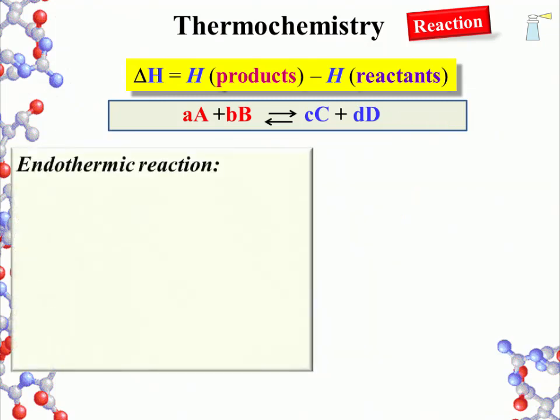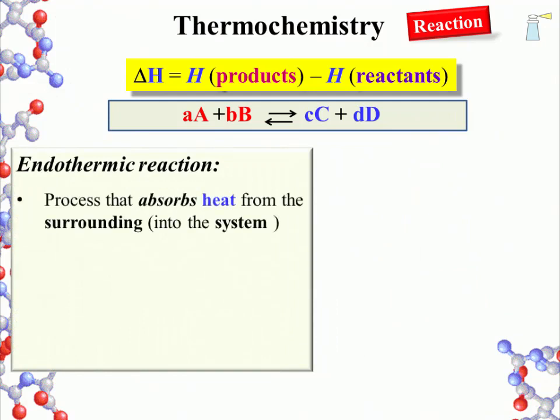The other option with delta H is the endothermic reaction. It is a process that absorbs heat from the surrounding into the system. For these reactions, heat is more of a reactant. It is required to make the reaction go. The change in enthalpy will reflect that with a value greater than zero.